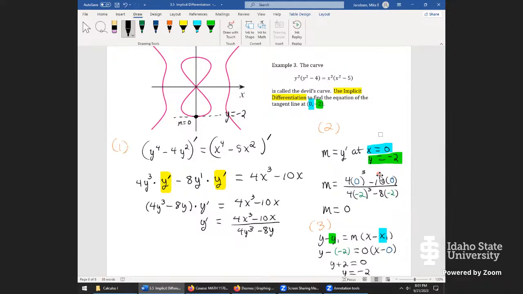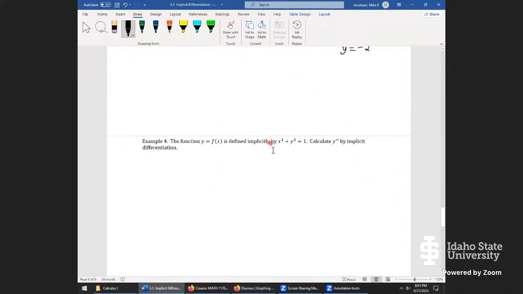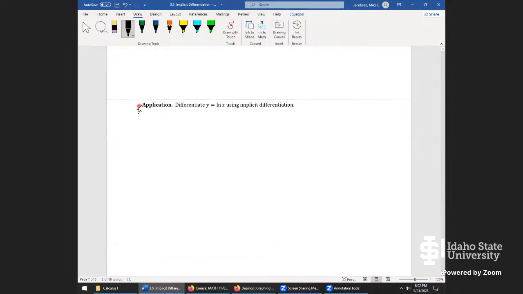Okay, well, with what I had for the notes, I did have 2 types of application problems. You could use implicit differentiation to calculate a second derivative. This one's not on the homework, it was just if we had extra time. This is the actual bigger application.